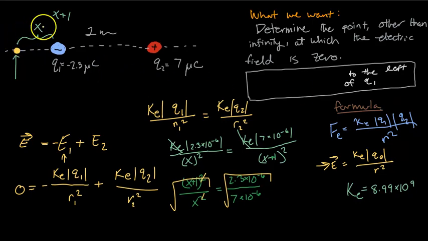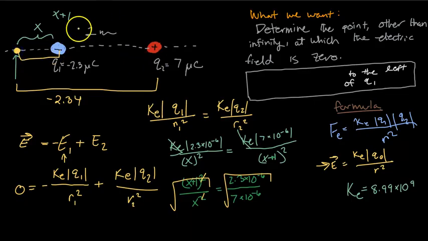Our x right here, that is the distance from here to here. So we want the distance from here to here, so we just subtract 1 and we end up with it being 1.34 meters to the left of Q1.